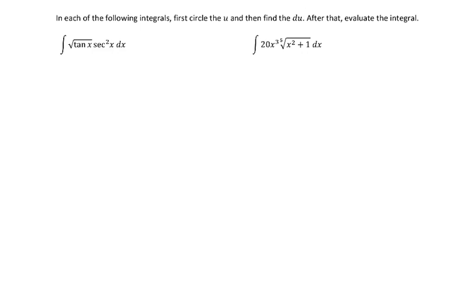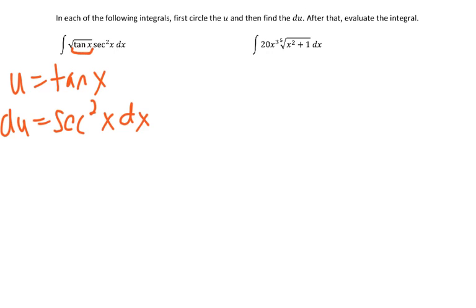So in this case, I'm going to pick my u to be tangent of x because that's what's underneath the square root. So I have u equals tangent of x. Remember, to find du, you just take the derivative of tangent. Okay, so the derivative of tangent of x we know is secant squared x dx. So what you should notice is that here, right at the end, you have that du.